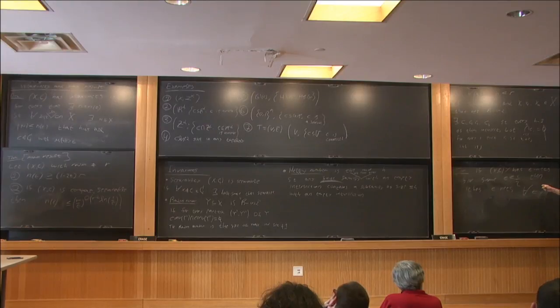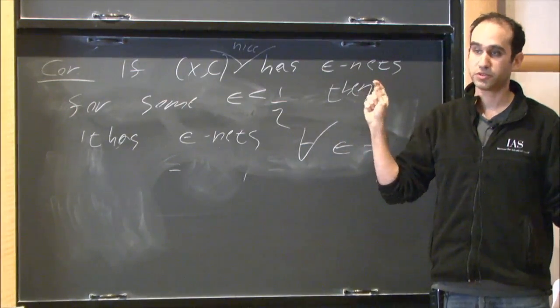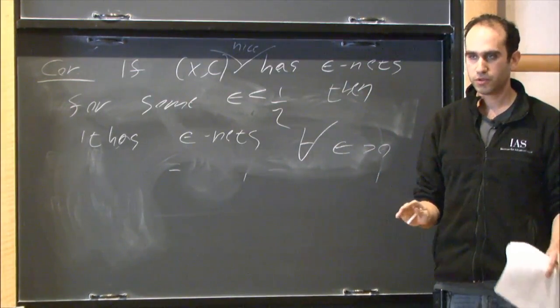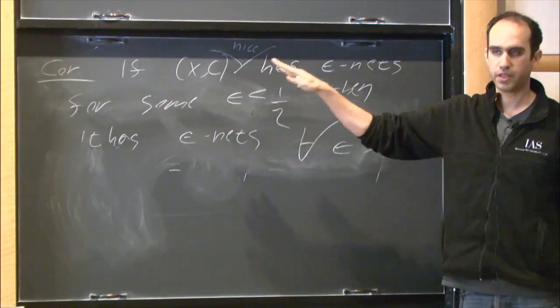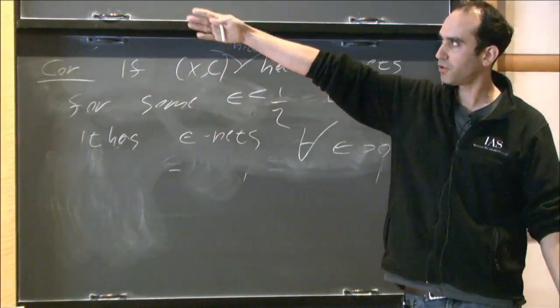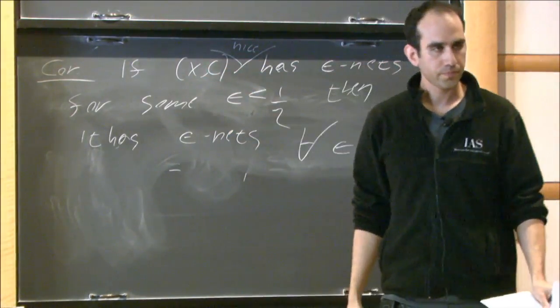Okay, and by the way, if you take the clopen sets in Cantor space, {0,1} to the natural numbers, with subcubes, then it doesn't have epsilon nets for epsilon less than half, but it does have epsilon nets for any epsilon greater than half. So this is tight in some sense, except that we don't know what happens for epsilon equals 1/2. If epsilon equals exactly 1/2, then we are not sure. So this is tight, and the example is subcubes for a countable domain.